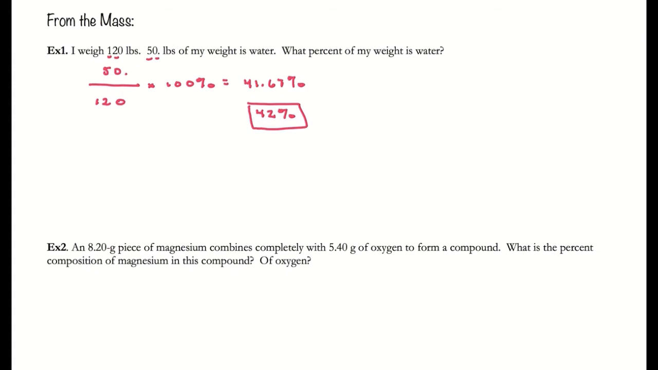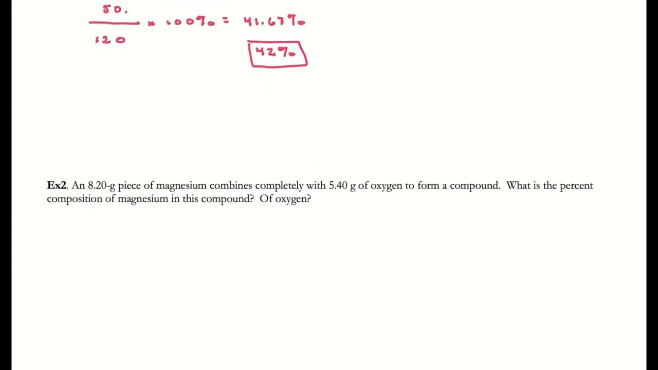So let's look at a chemistry example now. For a chemistry example that uses mass instead of weight, I have an 8.20 gram piece of magnesium, and it combines with a 5.40 gram mass of oxygen, and it forms a compound. I want to know what the percent composition of magnesium is in that compound.